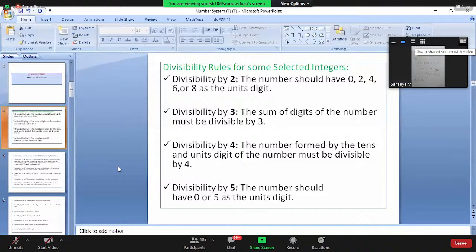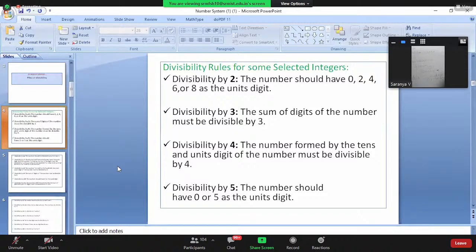Okay, and come to the rule of 4. You don't have to mug this up. Just keep in mind, if it is 2, you have to check the unit digit. That means if the unit digit is even or 0, it will be divisible by 2. And when we come to 4, that means 2 square. 2 square is 4, yes or no? So you have to check the last 2 digits.